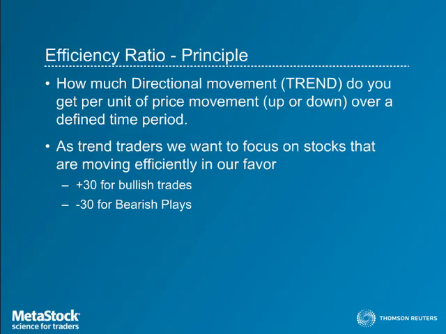The way Price uses the efficiency ratio, in combination with acceleration bands, is that we want to focus on stocks that are moving efficiently in our favor. We want stocks that have either a plus 30 if we're doing a bullish trade or a minus 30 if we're doing a bearish play.